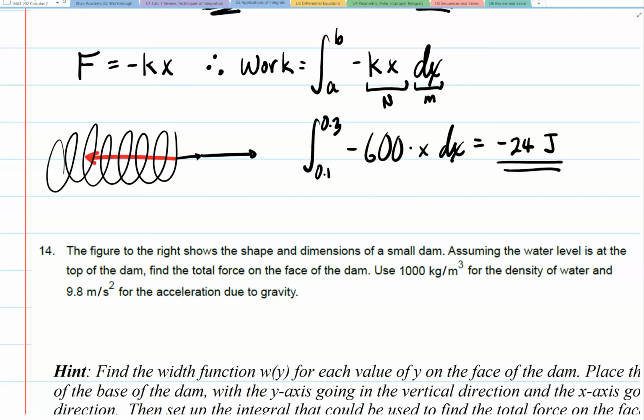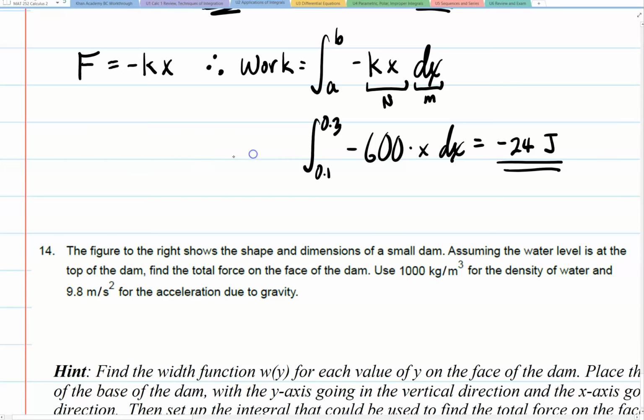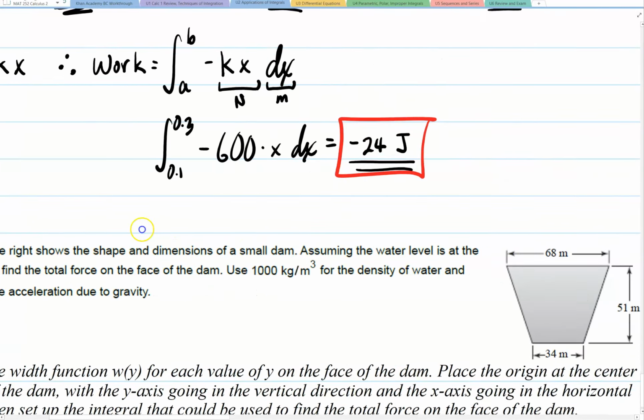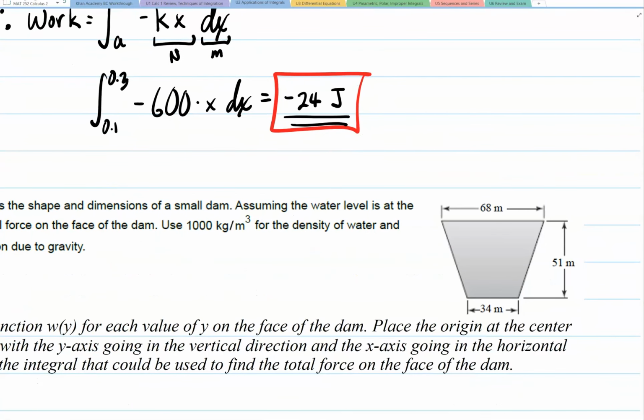But it really just does depend upon your perspective. By changing our point of reference, we might report this as a positive 24 if we think about the perspective in which we're applying the math. But in this case, I'm happy to see negative 24 as the result.